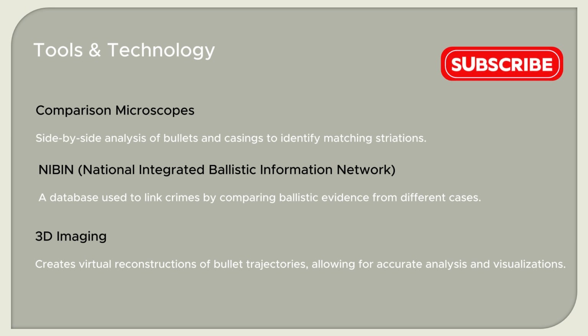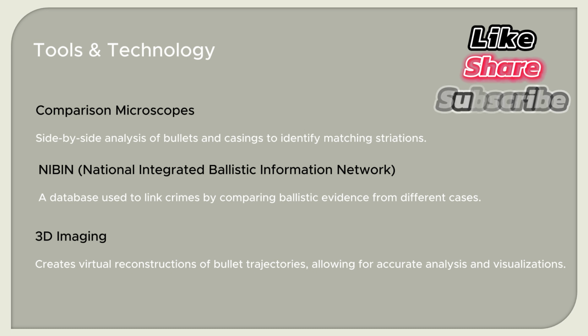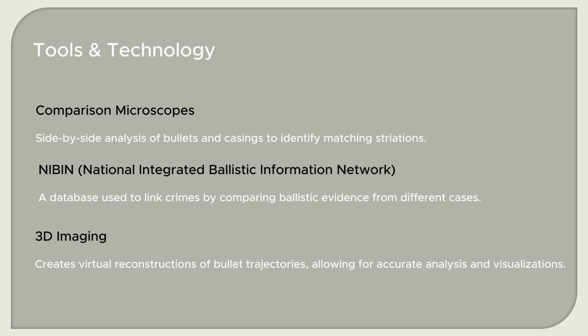Meanwhile, 3D imaging reconstructs shooting scenes by mapping bullet trajectories through virtual models, accounting for angles, distances, and environmental factors, for example wind, obstructions. This technology visualizes complex paths, aiding courtroom presentations and validating witness accounts. Together, these tools enhance accuracy: microscopes provide physical evidence, NIBIN uncovers broader criminal networks, and 3D imaging clarifies spatial dynamics.